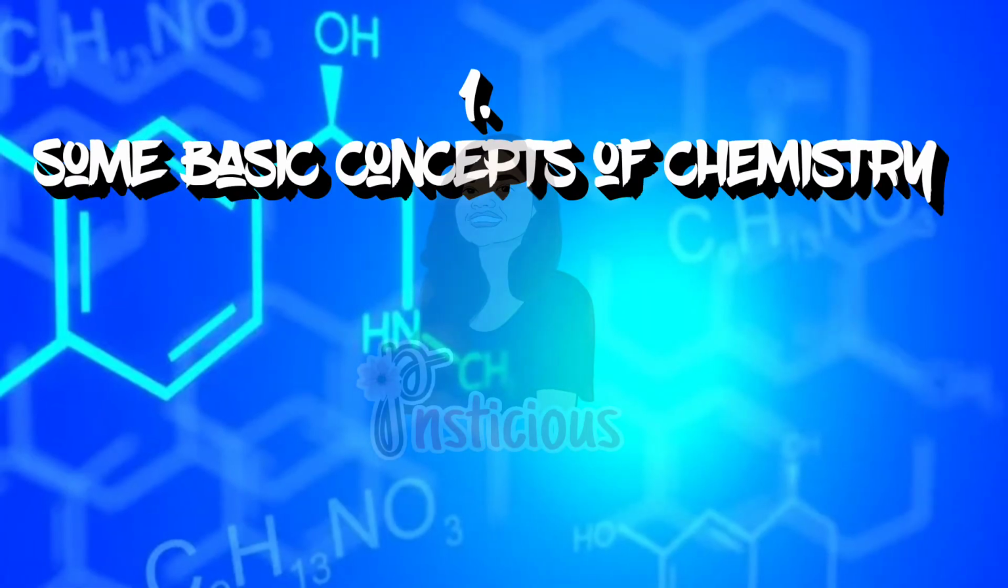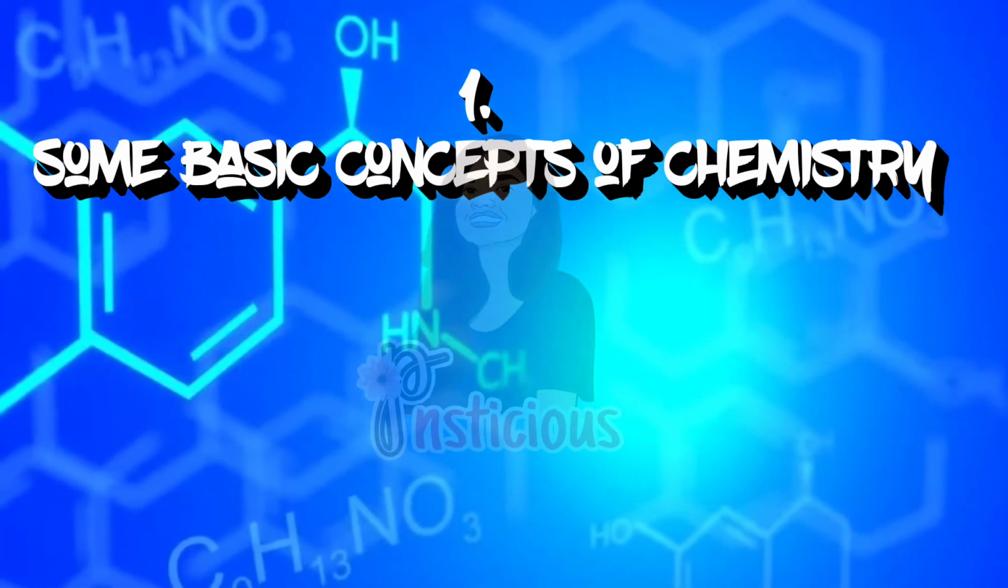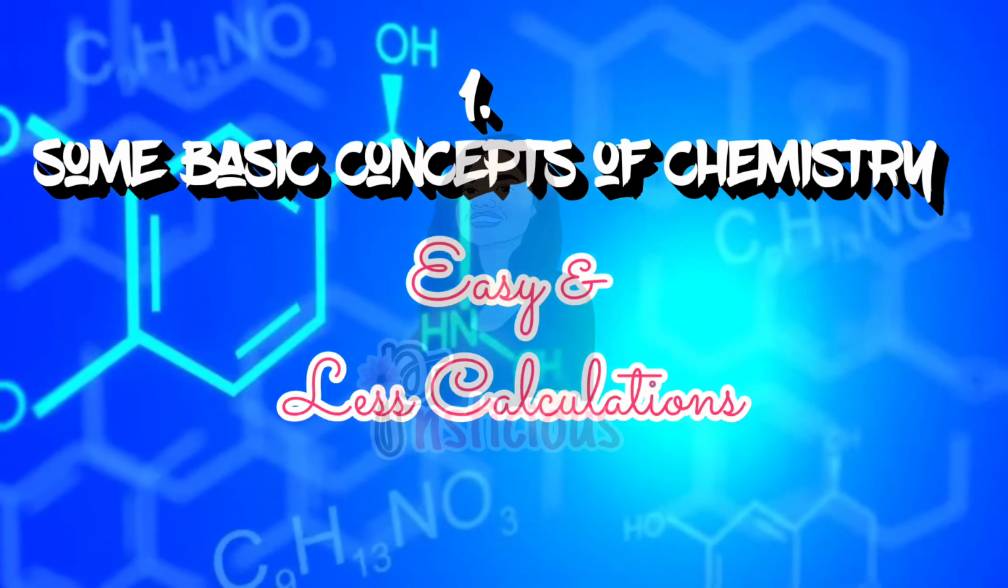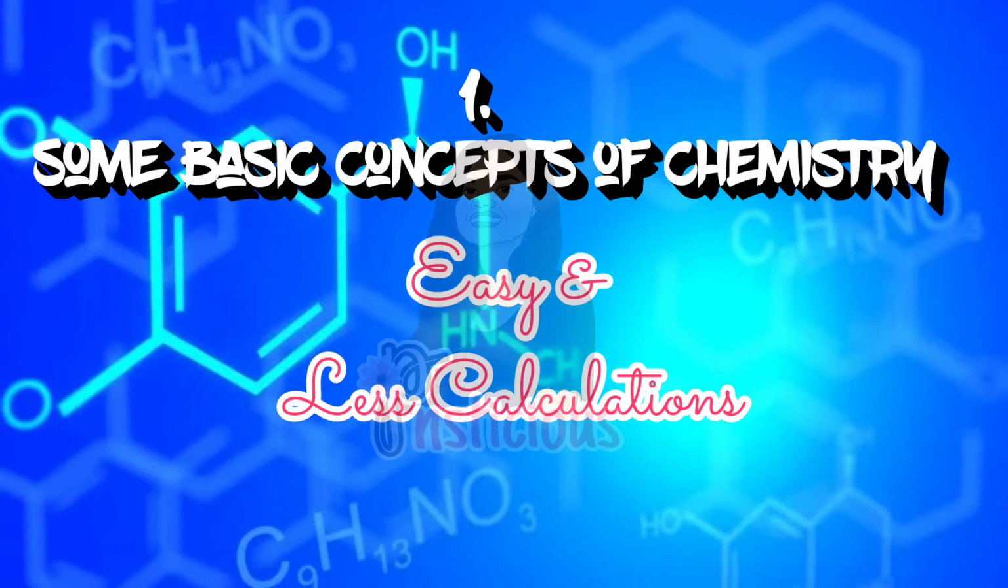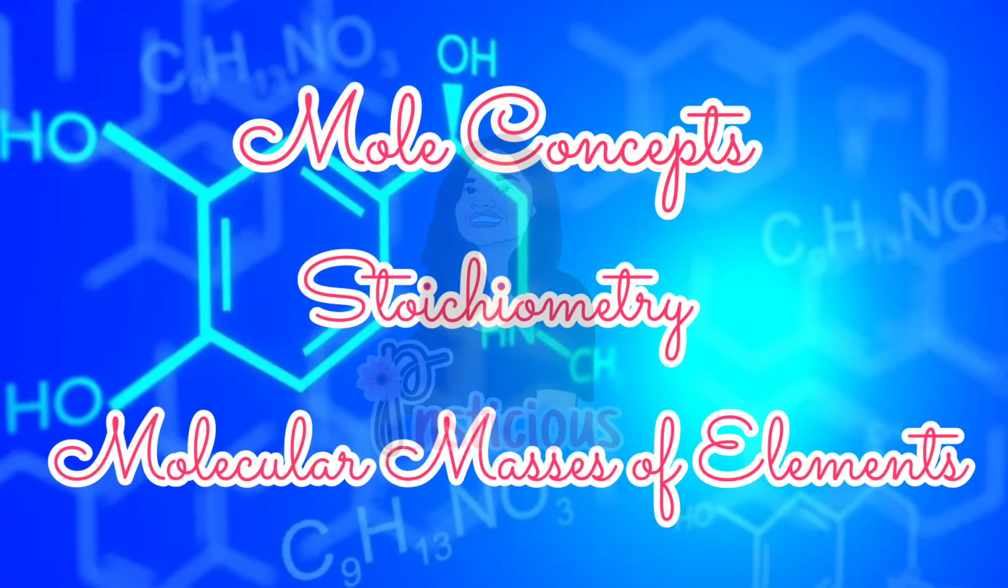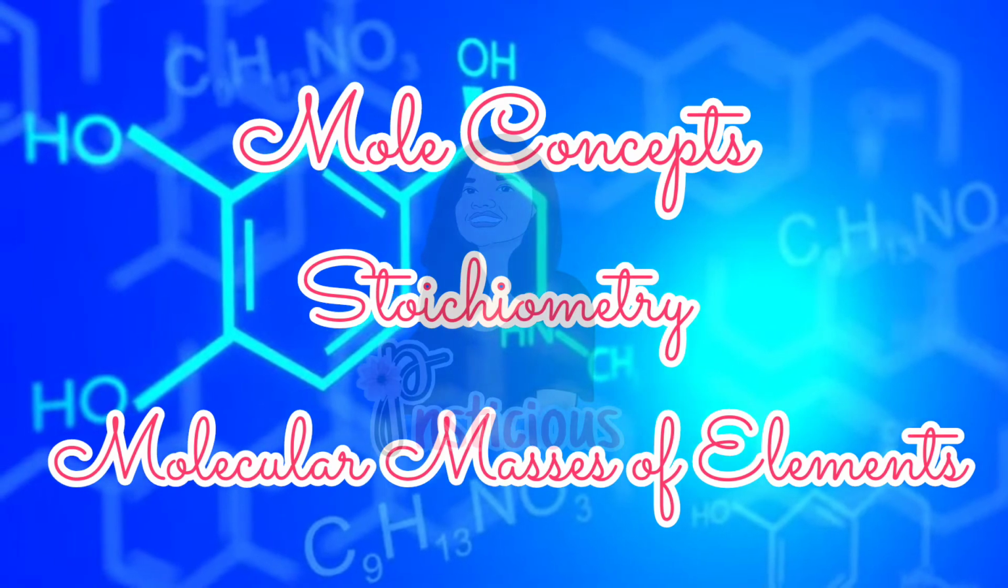Starting with class 11 chapter number 1, which is Some Basic Concepts of Chemistry. This chapter is quite easy and you have to do a little calculation in it too, which includes the mole concepts, what are the stoichiometric coefficients, the molecular masses of different elements, etc.